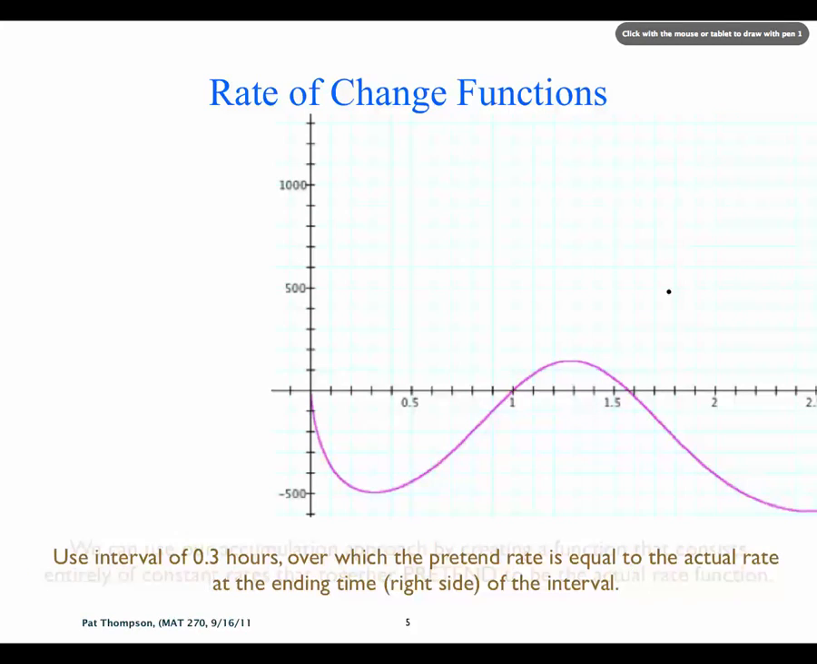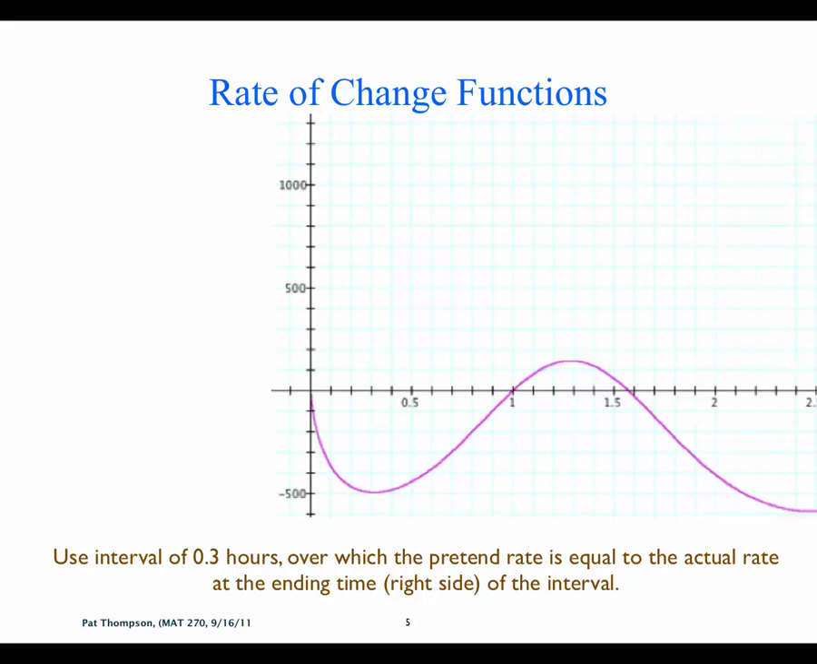So let's do it this way. We need to set some parameters around that. There's nothing right or wrong about how you do it. This is just one way to approach it. We want to use intervals of 0.3 hours over which the pretend rate is equal to the actual rate at the ending time, the right side of the interval.